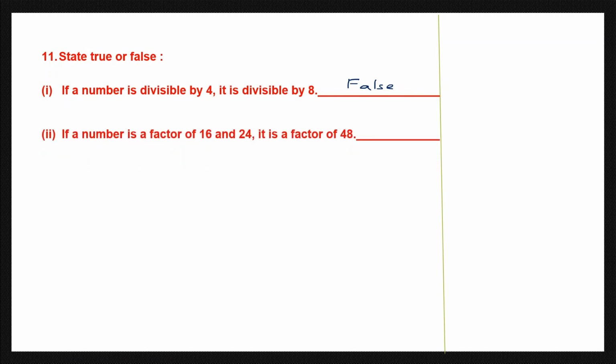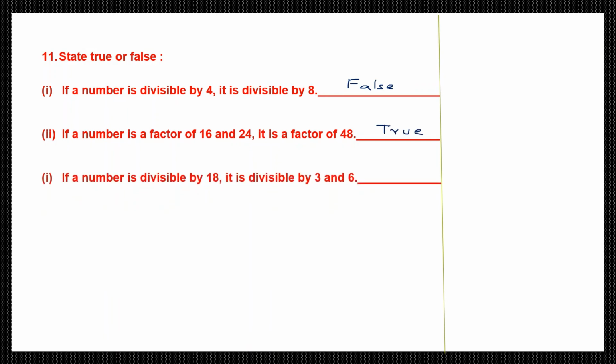Next one, if a number is a factor of 16 and 24, it is a factor of 48. Yes, this statement is true. If a number is divisible by 18, it is divisible by 3 and by 6. That is also true. To find whether a number is divisible by 18, we have to do the test for 3 and then the test for 6. 3 sixes are 18. So this statement is true.